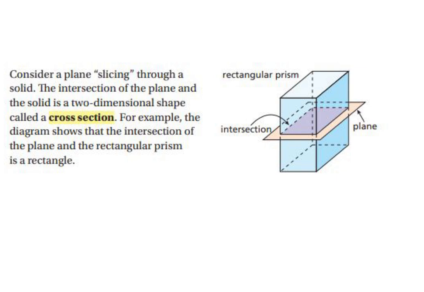For example, the diagram shows that the intersection of the plane and the rectangular prism is a rectangle. So again, if you're thinking of a big book and you just rip out one page from the book, that's your cross section. Your cross section would be a rectangle.